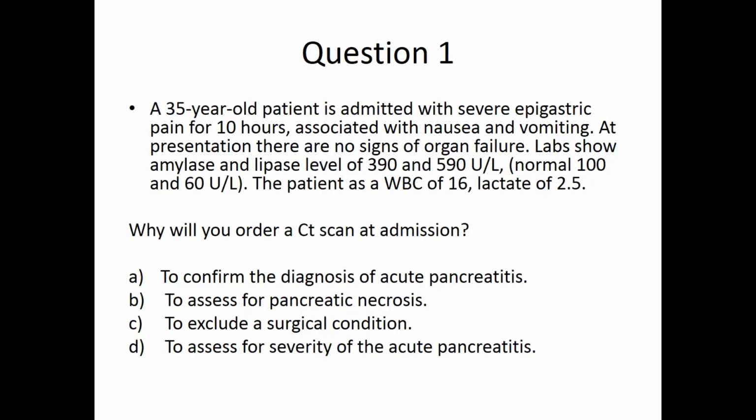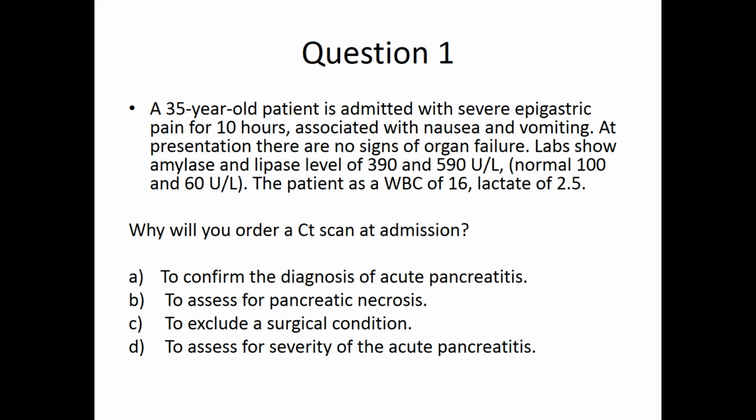So now if I go through the board questions. Question 1: a 35-year-old patient is admitted with severe epigastric pain for 10 hours associated with nausea and vomiting. At presentation, there are no signs of organ failure. Labs show amylase and lipase levels of 390 and 590 units per liter with a normal of 160. The patient has a white blood cell count of 16 and a lactate of 2.5. Why will you order a CT scan at admission?